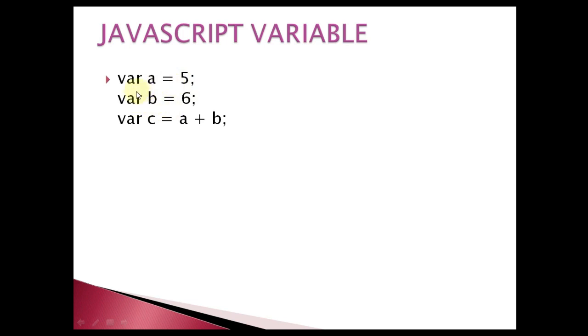Similarly, there is another variable, var b is equal to 6. Here I am declaring a variable b and assigning the value 6 to that variable. Means there is some portion in the memory whose name is b, and I am assigning 6 to that portion. Similarly, variable c: var c is equal to a plus b, means whatever the value in a will be added to whatever the value in b and will be assigned to c.